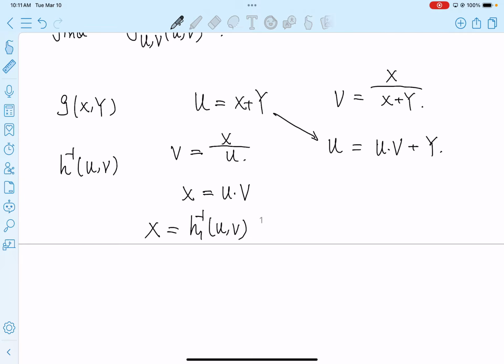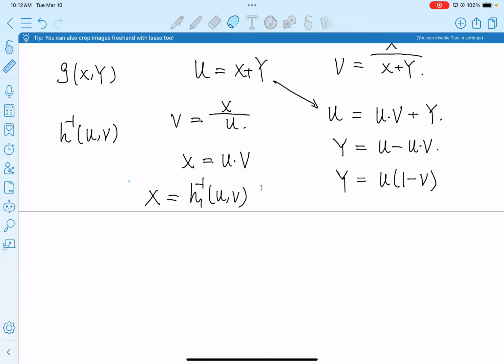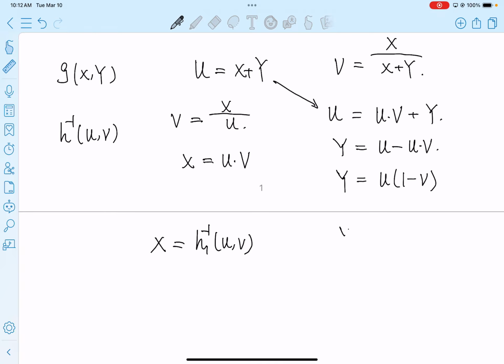Okay, so this is saying y is equal to u minus u multiplied by v. Y is equal to u of 1 minus v. Okay, and this is your function of y, and then h2 inverse, if you want to make the alignment to the notation in the formula. Okay, so now we have their relationship.